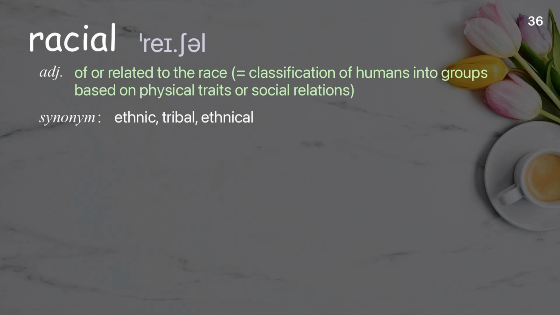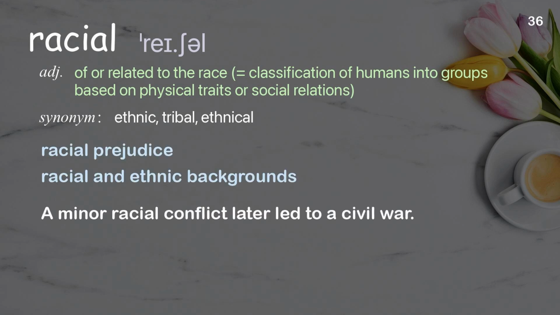Racial. Of or related to race, the classification of humans into groups based on physical traits or social relations. Examples: Racial prejudice. Racial and ethnic backgrounds. A minor racial conflict later led to a civil war.